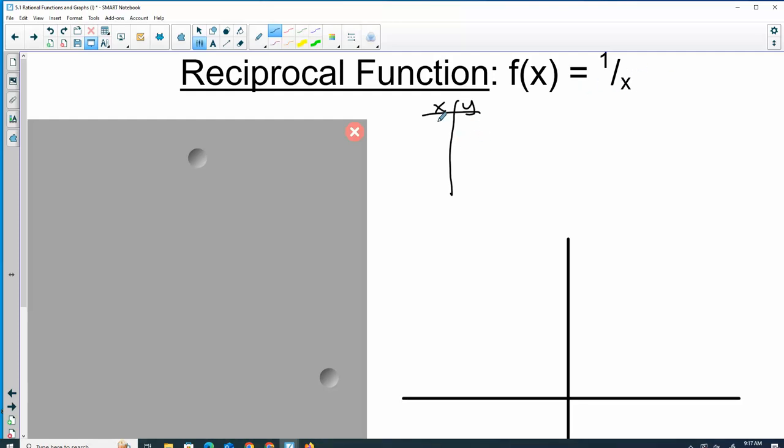We can't have 0. But I could put in like 1, 2, 3. If I put in 1, 1 over 1, 1 over 2, 1 half, 1 over 3, 1/3. What if I put in 1 half? What's 1 divided by 1 half?